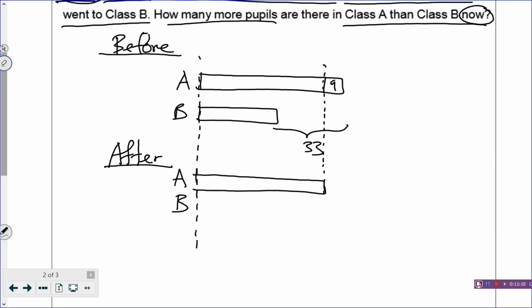Then what happened to Class B? Now Class B will have a longer rectangle than before. So I'm going to draw a slightly longer rectangle, and this time I'm going to cut one part of Class B, and the 9 pupils are now in Class B. Can you see that? That's called internal transfer. You take 9 pupils, which is the box, and you move it to another rectangle. How many more pupils are there in Class A than Class B? This is your question mark. And your model is done.